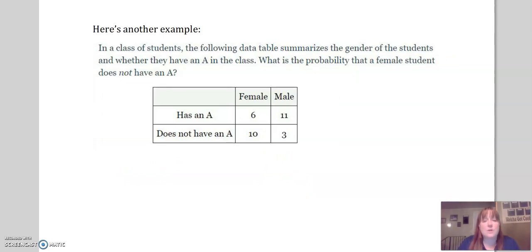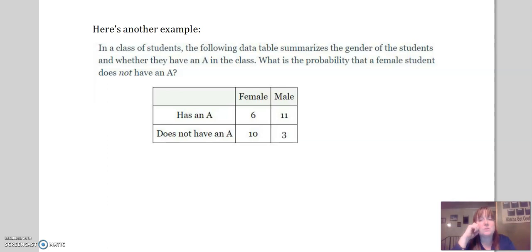So we have this one example of has an A, doesn't have an A, female, male. Okay, so again, you have to read these to understand that they're conditional probability, not just regular probability. Regular probability is we're looking at the whole group of people. Conditional probability is we're only cutting out a slice of the people. We're only looking at people who fit a certain category.